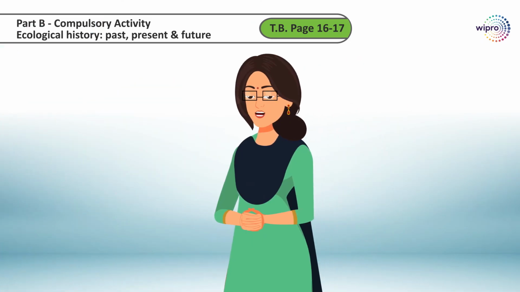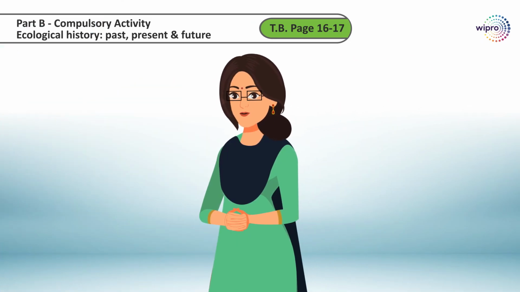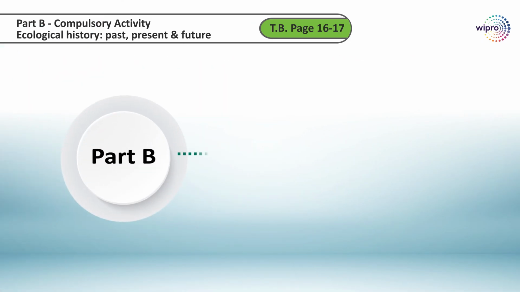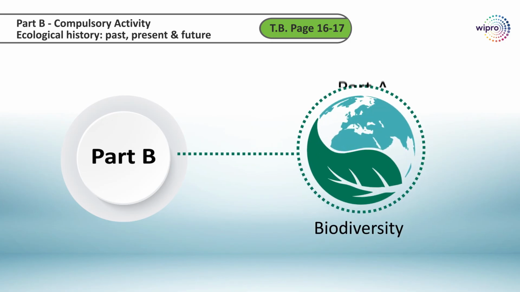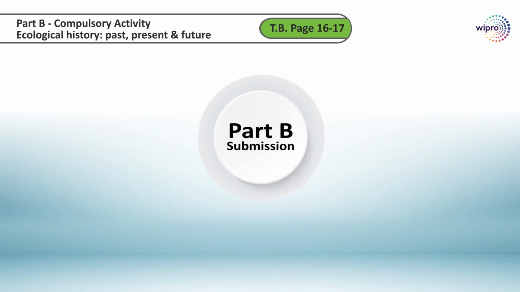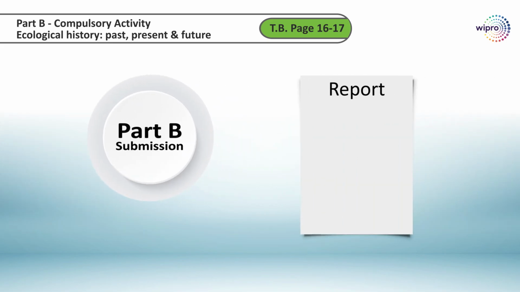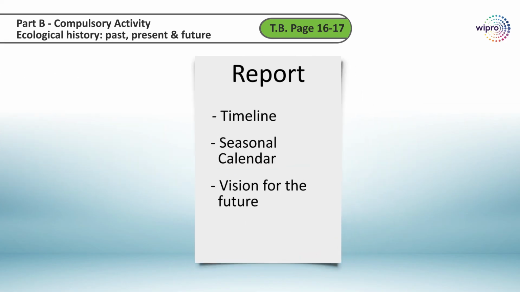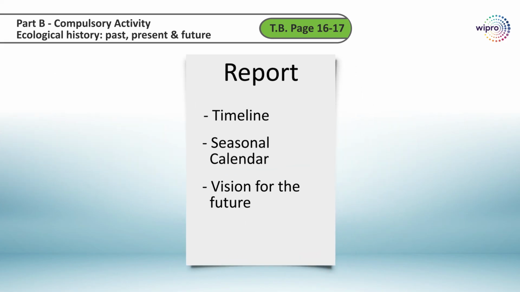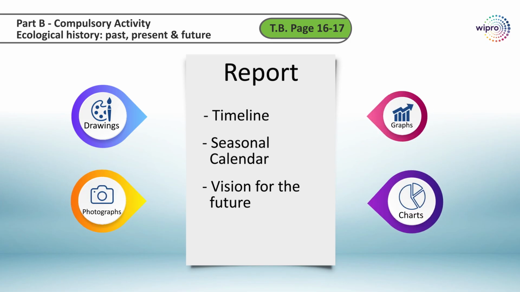Part B requires a different approach from Part A. The purpose of Part B is to connect what you learn about biodiversity in Part A to the local context and to other domains. Part B should be submitted in the form of a report within which you should include the timeline, seasonal calendar, and vision for the future. The report can be made attractive and engaging by using drawings, photographs, charts, or graphs.